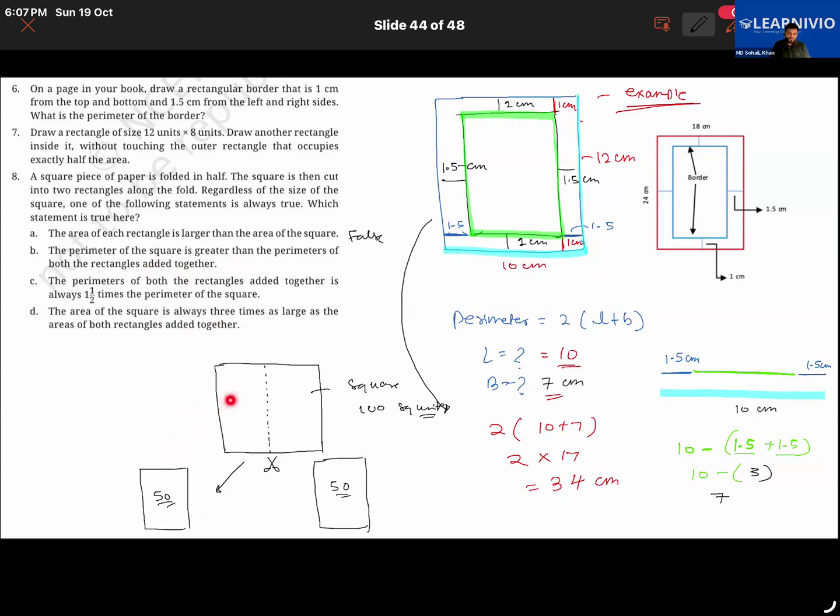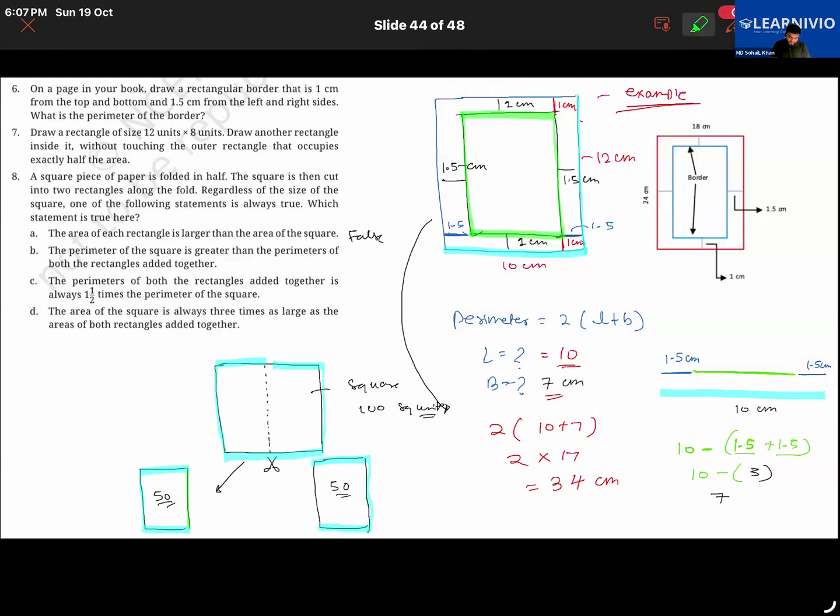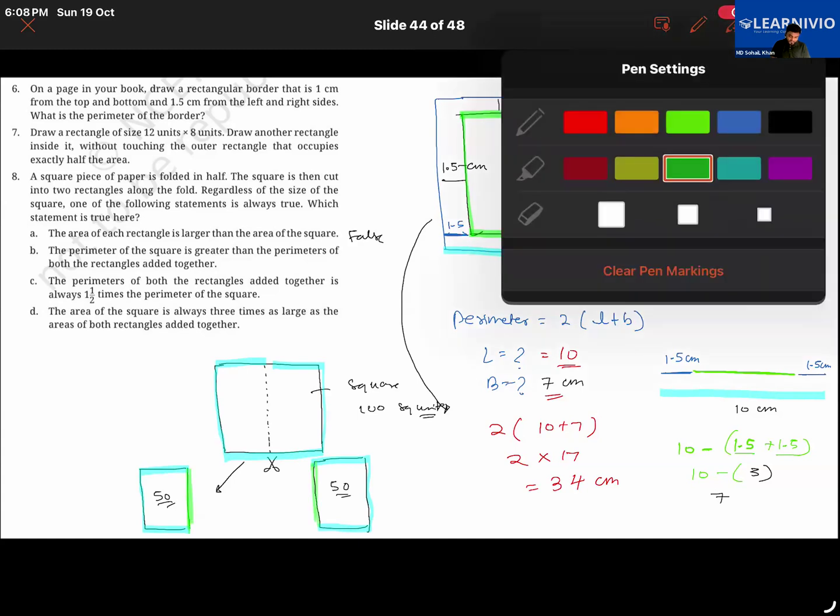Why? Think about it this way: when you talk about the perimeter of the square, you take this, this, and this. But when you talk about the perimeter of the rectangles, you are not taking only this much of the border, you are going to take this also, and this also. So the second statement is also false.